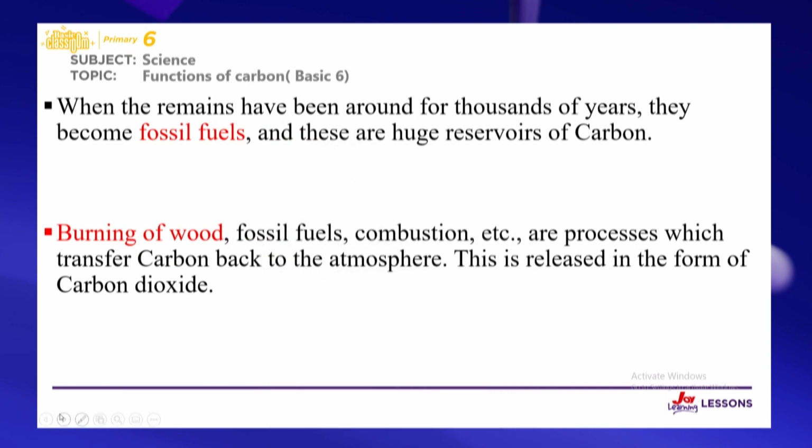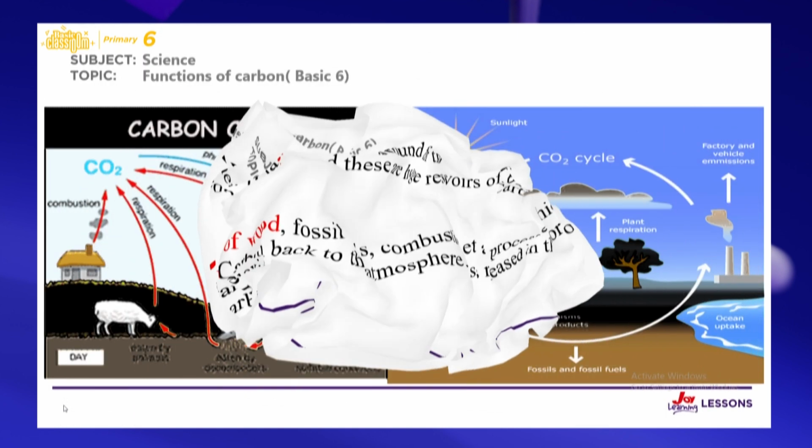Now, when the remains have been around for thousands of years, they become fossil fuel. So, like the fossil fuel remains of animals that have been subjected to heat and pressure for millions of years, they turn into petroleum, what we call fossil fuel, petrol, coal, and natural gas. And also, burning of wood. Fossil fuels, combustion, etc., are processes which transfer carbon back to the atmosphere. This is released in the form of carbon dioxide. Now, burning of wood also releases carbon into the environment.